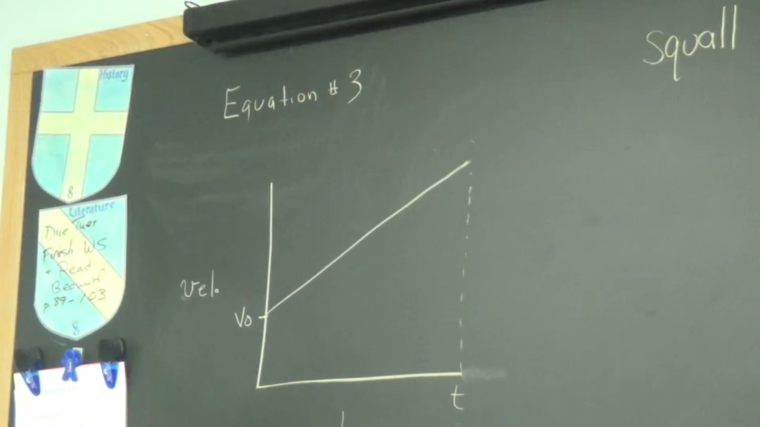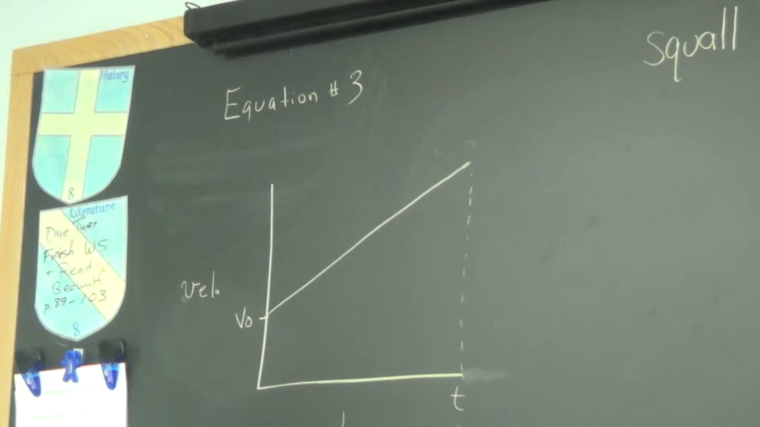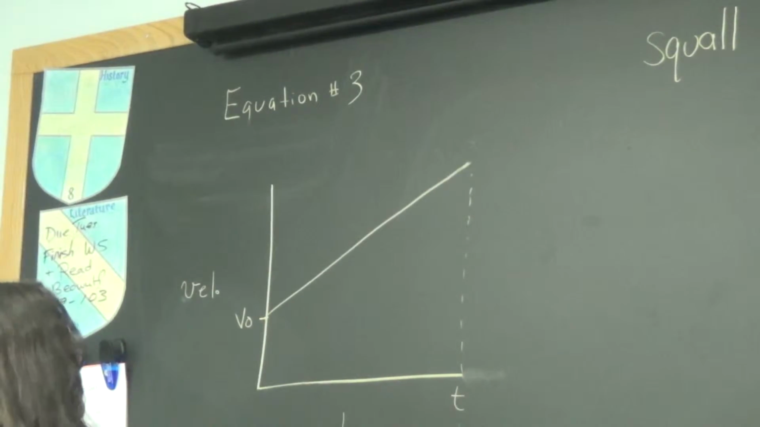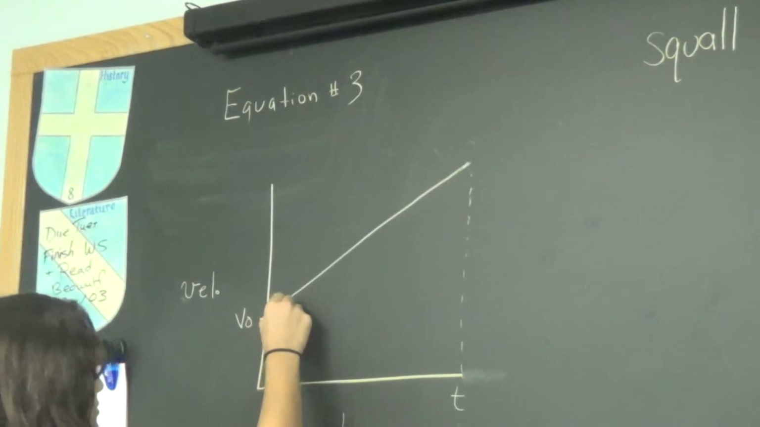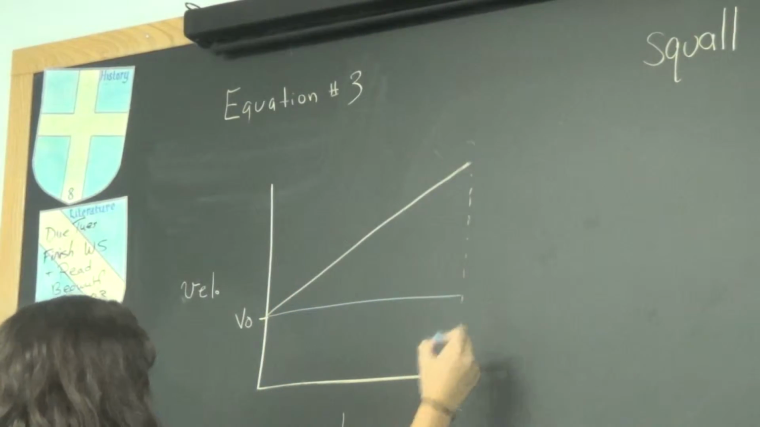I want you to divide that into 2 geometric shapes, one a rectangle and one a triangle. So how can you most easily do that? All right, she has chosen the correct spot.